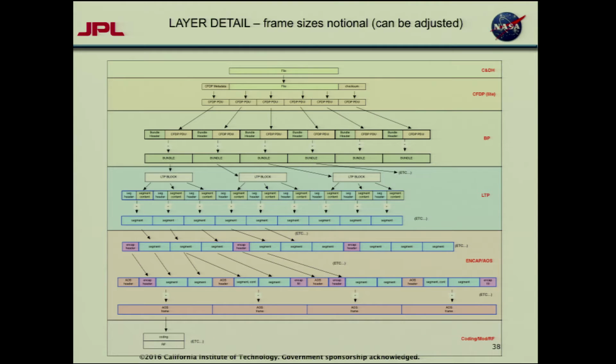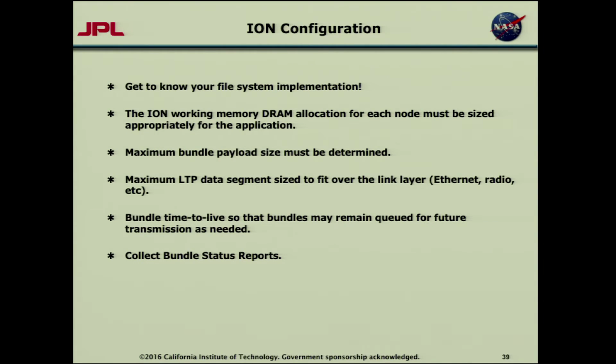Okay. This shows a picture of the layers of communication. Lots of detail here. Not enough time to get into this. ION configuration. I'm going to speak to this for just a few seconds. The key thing is really knowing your underlying file system implementation and the resources you have, knowing the sizes of your bundles, determining those, sizing your LTP data segments so they can fit through the link, either the Ethernet or the radio, whatever it is. And reporting is also very good as well.